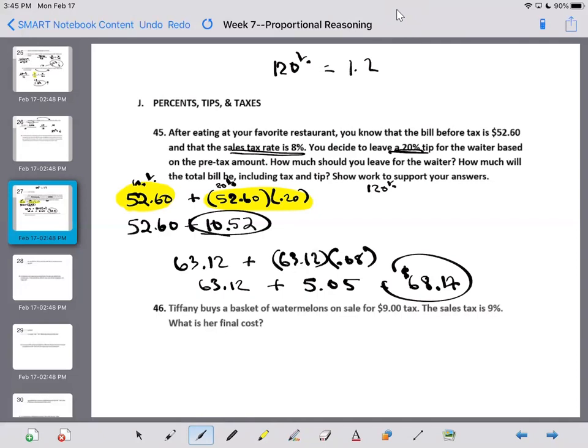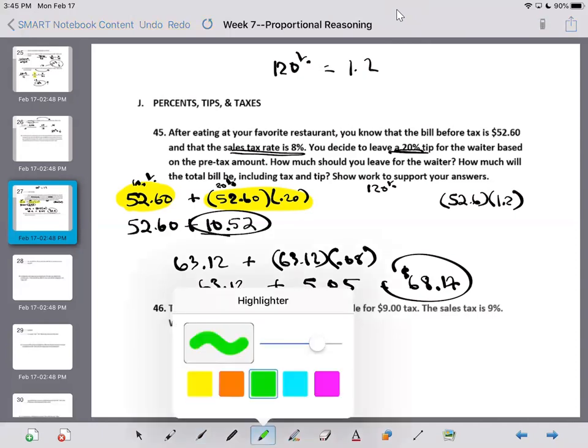So what if we took $52.60 in your calculator and multiplied it by 1 2/10? You're going to get your total over here in green.